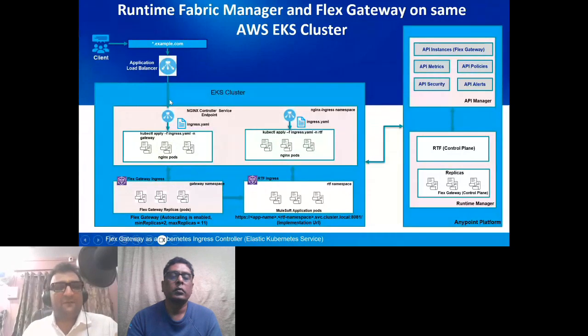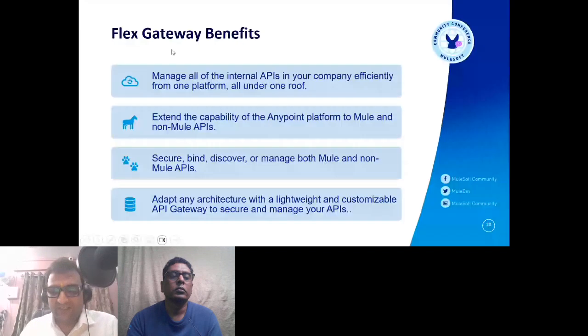The request is coming from the load balancer to the NGINX pod for the Flex gateway, and that request is forwarded to the RTF basically. And we have used the ingress on top of RTF for the internal requests, and the application load balancer, which is for the Flex gateway for external use.